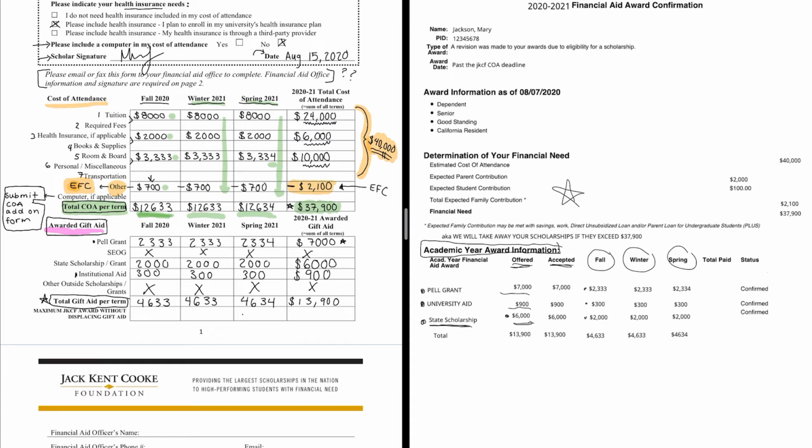So in order to calculate this, what you're going to do is take your total COA per term. For fall, we're going to take $12,633 and subtract your total gift aid for that term, which would be $4,633. If you have a calculator or Excel, you can just write $12,633 minus $4,633, which will hopefully get you $8,000. I cooked the numbers, so you're going to get a nice number at the end.